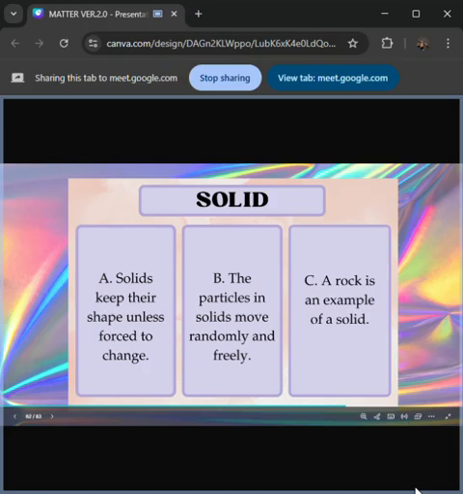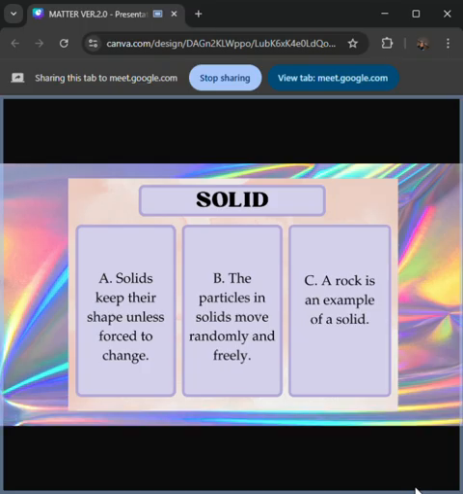Okay, so solid. Among these choices, which of this is incorrect? Okay, so anyone? Okay, so Christine. And also, I'd like you to read the word and also the one that is incorrect.